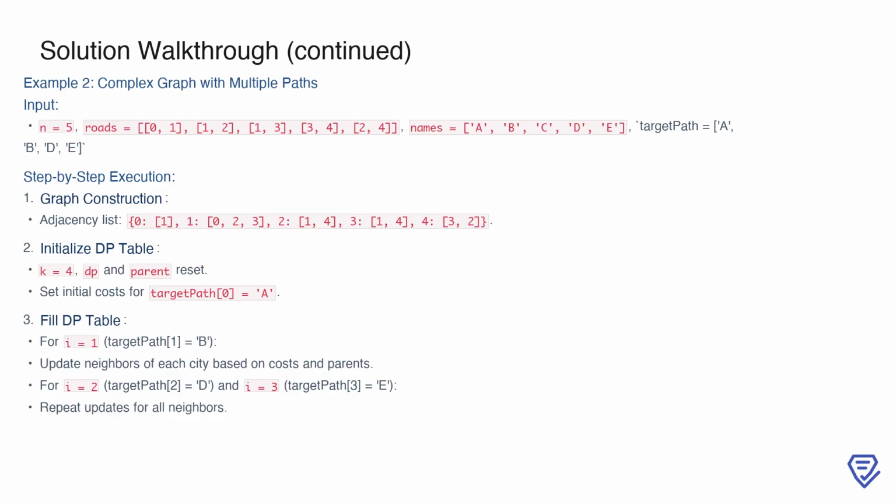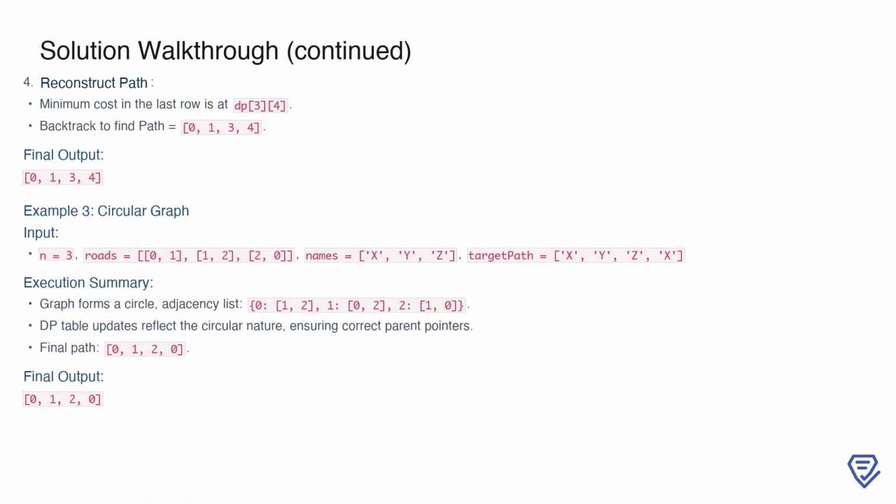For B, we calculate the costs to reach each city based on its neighbors, updating the table and parent pointers accordingly. The same process is repeated for D and E, ensuring that at each step, we consider all possible transitions and their associated costs. This careful updating guarantees that we can track the optimal path through the graph.